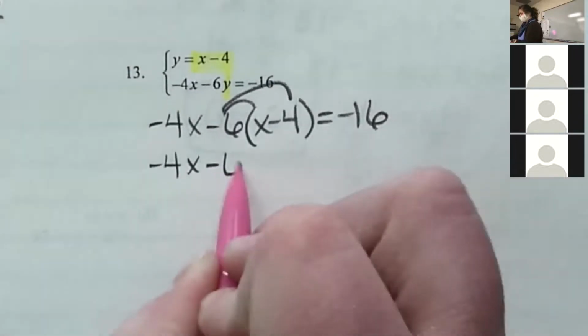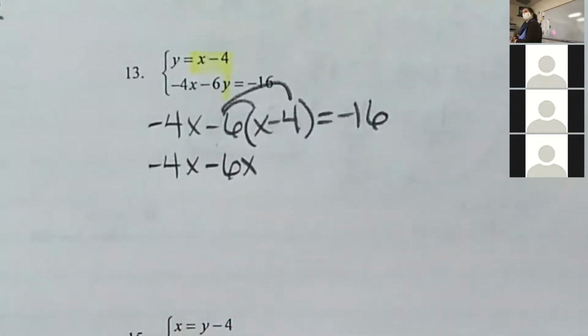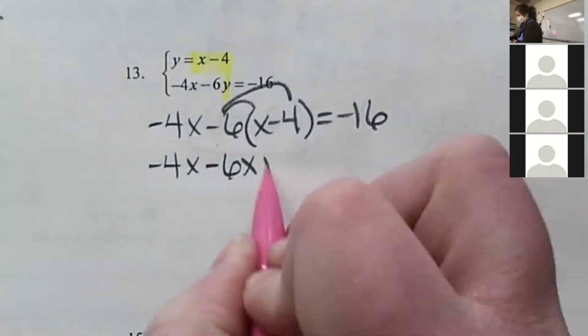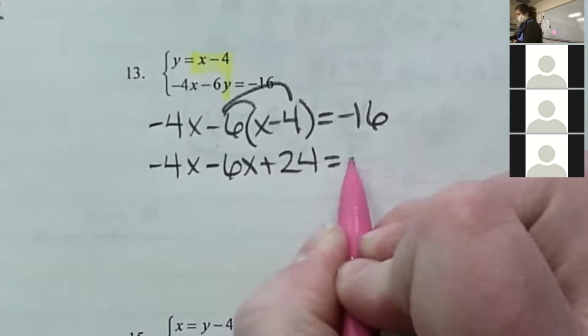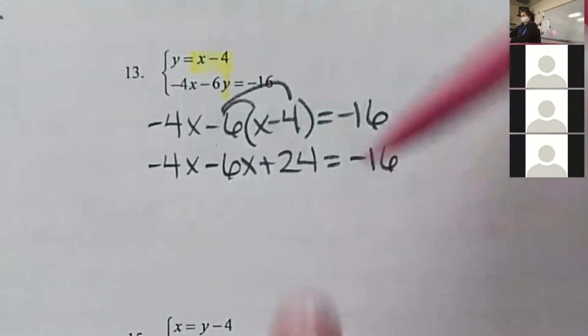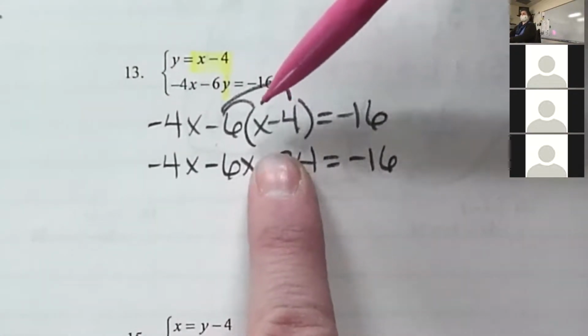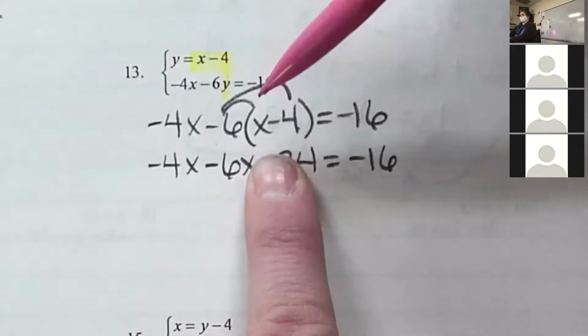-6 times x is -6x. -6 times a -4 plus 24 equals -16. Now the reason that looks different is because this is 2 terms in here. Now there's that minus sign in between. So you have to distribute. We haven't had 2 terms in there yet.